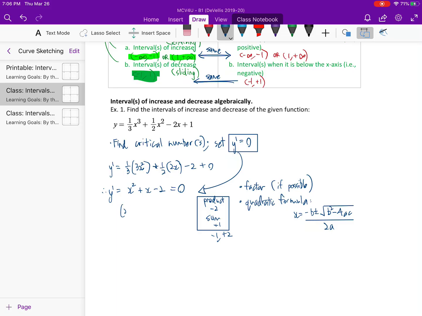We get x, and we just slide in our negative 1 and our positive 2. And from here, we get x equals 1. Also, x equals negative 2. So those are our critical numbers.